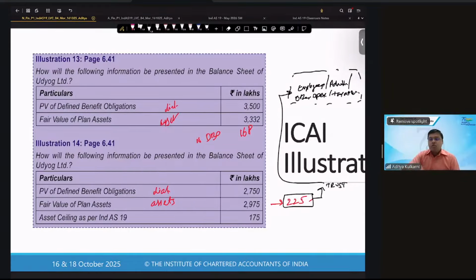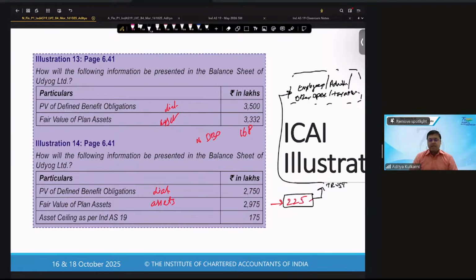The return on those assets which it has invested. Yes or no? The trust is parking money in investments. Investment will give a return to the trust. Out of the returns, the trust operates its own expenses also, which is for the benefit of the employees.